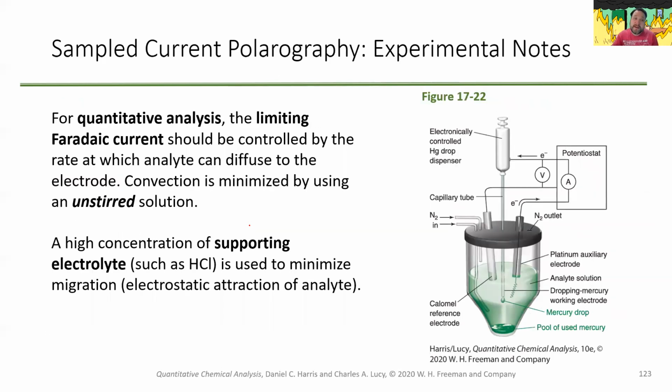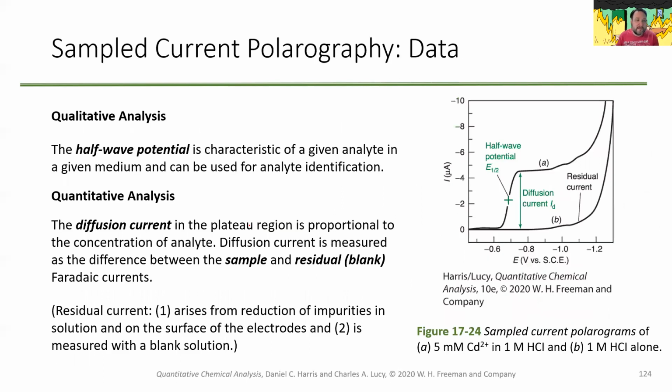So for us to do quantitative work with this, the limiting current should be controlled by the rate at which the analyte can diffuse to the electrode. So we use an unstirred solution. We usually do this in a high concentration of supporting electrolyte, something like hydrochloric acid, to minimize migration, or electrostatic attraction of the analyte. So we don't want things going to our electrode surface that are not the thing we are looking at. We end up with a half-wave potential, which is characteristic for any analyte, and it can be used for analyte identification.